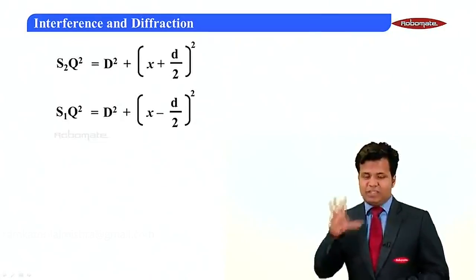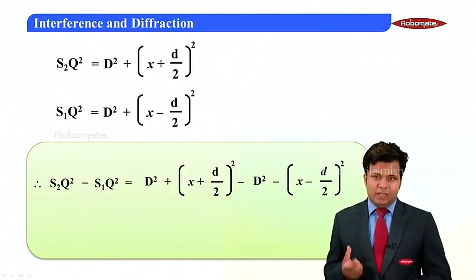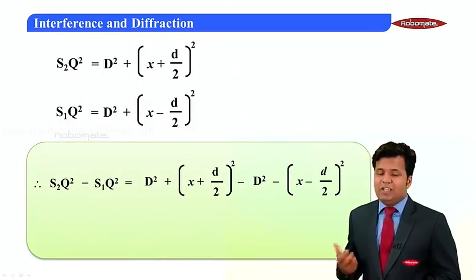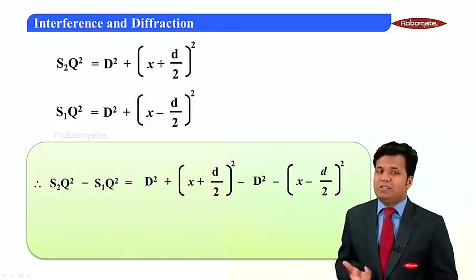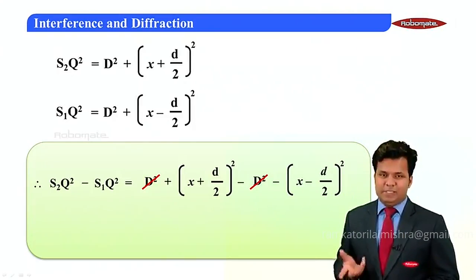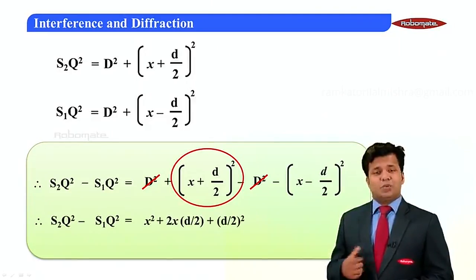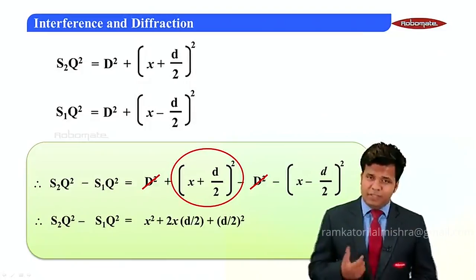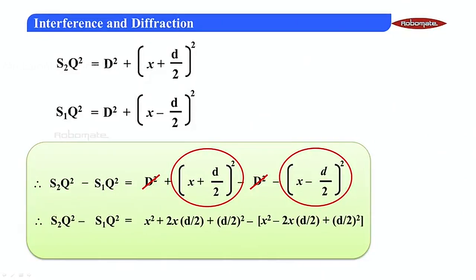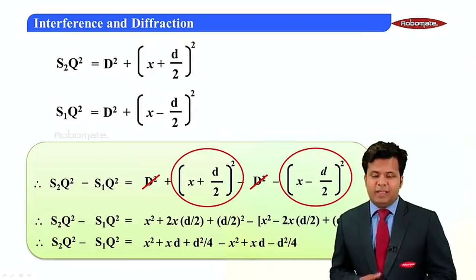What I want is to subtract these two equations, because path difference means subtraction. I'm going to subtract it. On subtracting, LHS looks like S2Q square minus S1Q square, and on RHS it becomes D square plus (x plus d by 2) the whole square minus D square minus (x minus d by 2) the whole square. D square would get cancelled. This looks like an expansion formula: (a plus b) the whole square and (a minus b) the whole square. So on expanding, it would look like x square plus 2x d by 2 plus (d by 2) the whole square. And for the next term, it would be x square minus 2x d by 2 plus (d by 2) the whole square. On getting the minus sign inside the bracket, this term would get a bit simplified, and it would take this format.